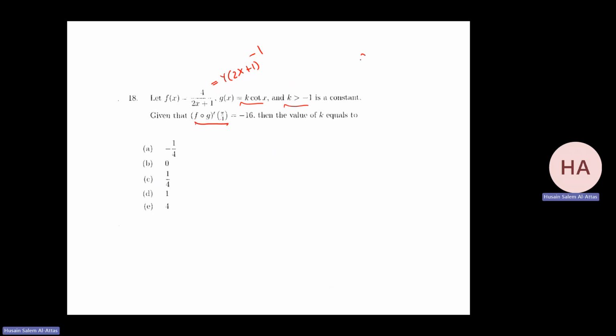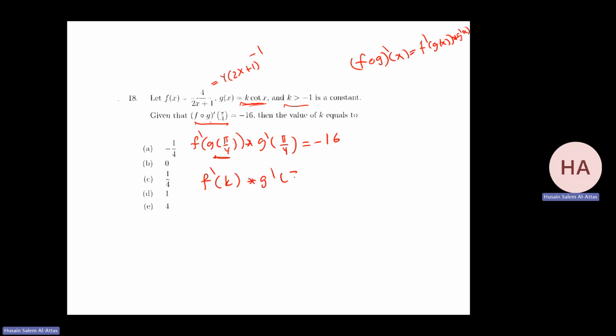You know that f circle g prime at x equals f prime at g of x times g prime at x. So I have f prime at g of pi over 4 times g prime at pi over 4 equal minus 16. Okay, that means what? What is g at pi over 4? If you plug it here, cotangent pi over 4 is 1. So I have f prime at k times g prime at pi over 4 equal minus 16. This is the information given.